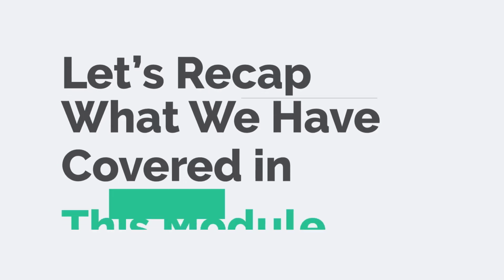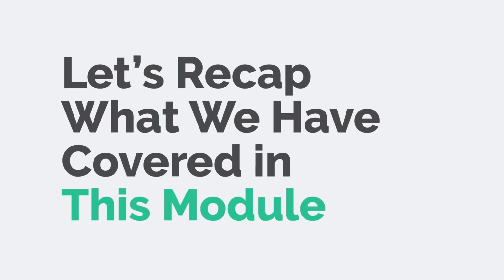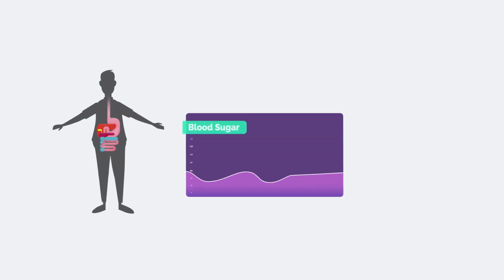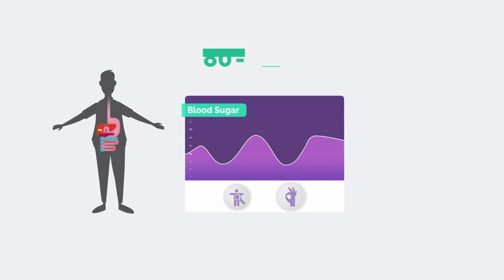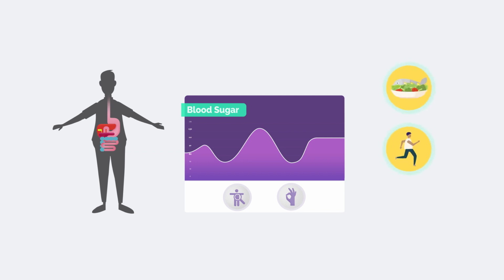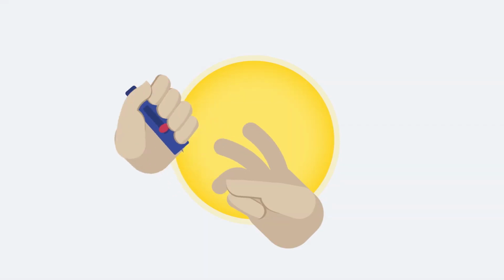Let's recap what we have covered in this module. In type 2 diabetes, insulin doesn't work as expected, so blood sugar may be higher than the target range of 80 to 130 mg per deciliter. Through diabetes management, you have the power to lower your blood sugar by eating healthy and exercising as complements to your medication. Monitoring your blood sugar level is easy with the at-home fingerstick test.